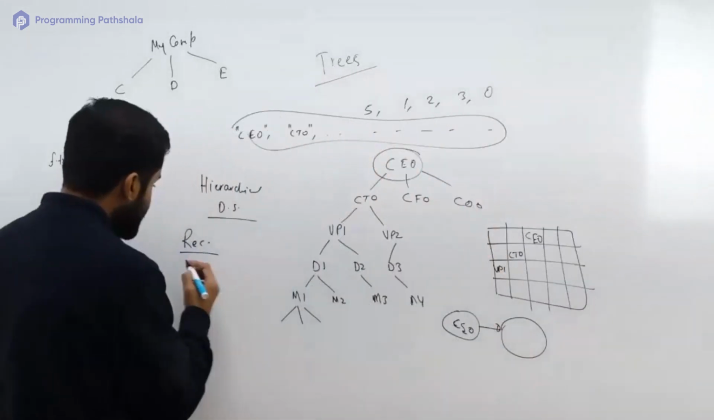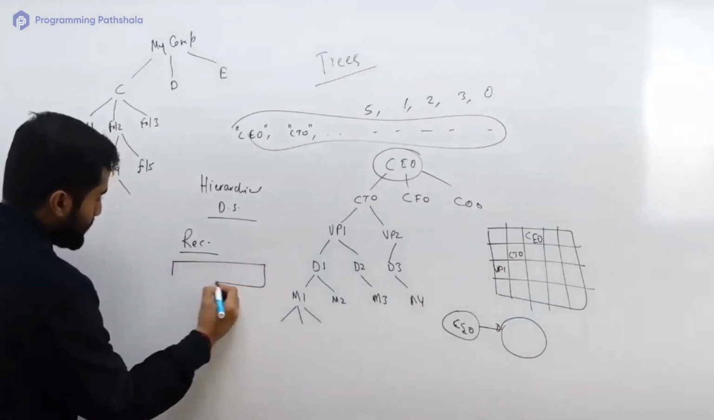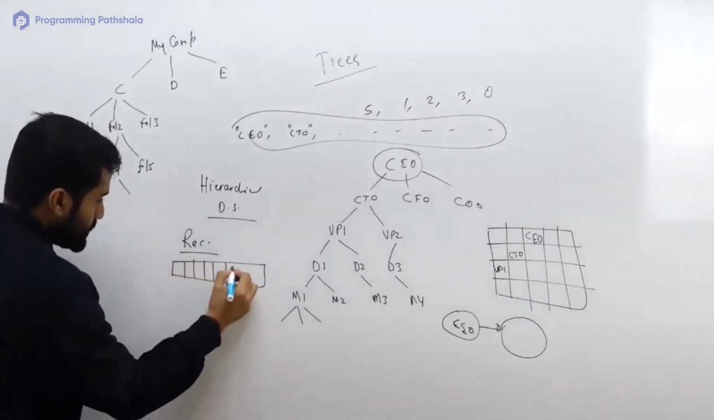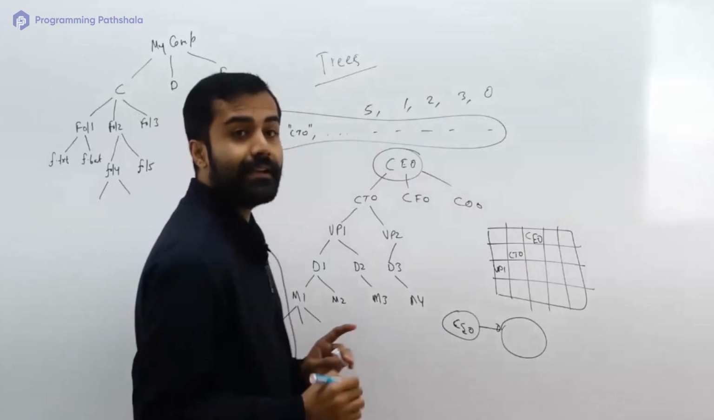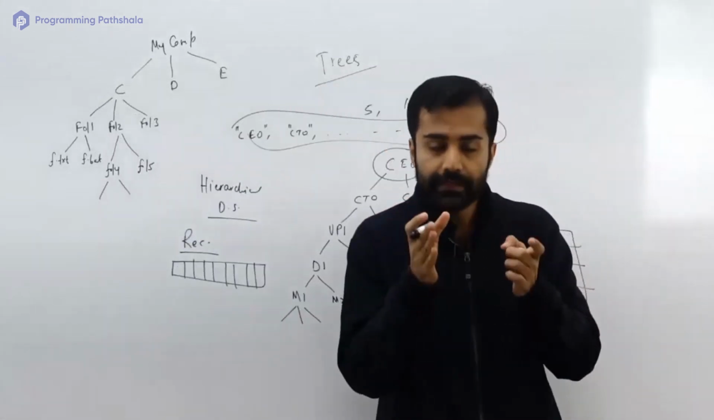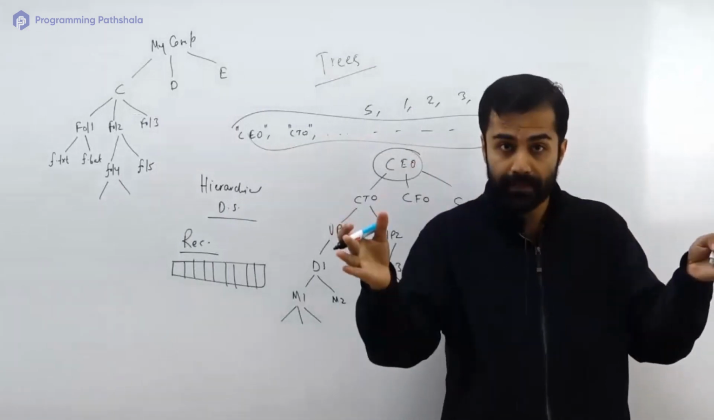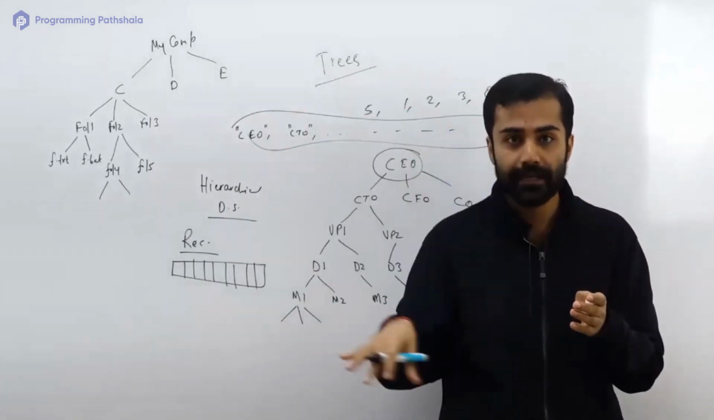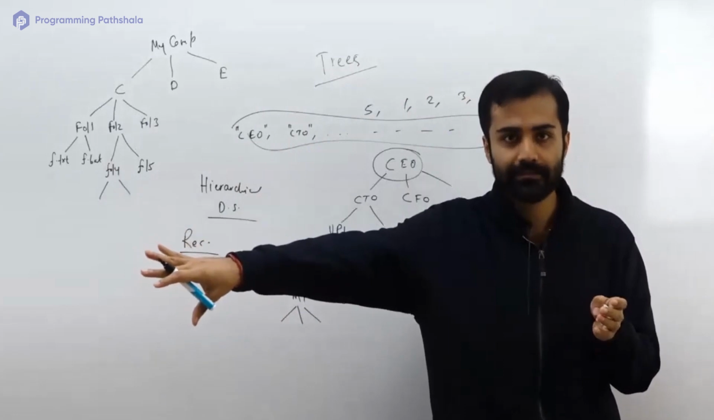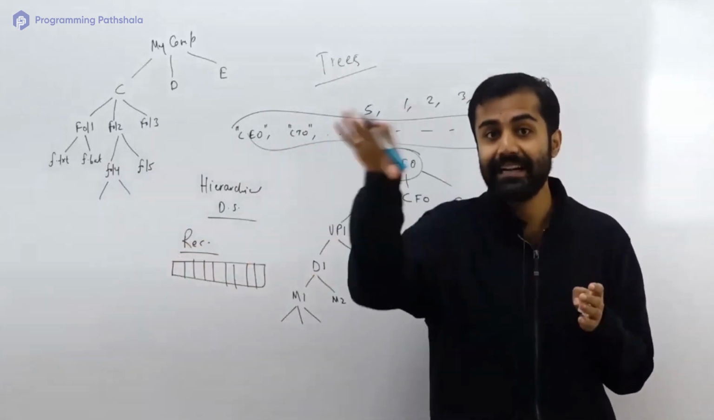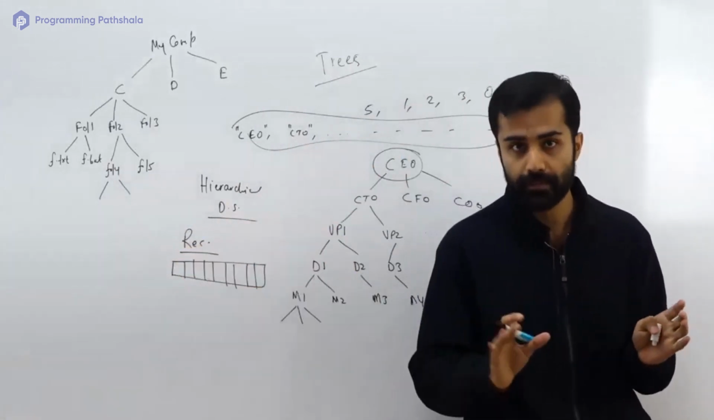Let us take the simplest data structure, which is an array. What does recursion do? Recursion solves a very small part of a big problem and then delegates the remaining part to the next call. That is what it does. And that next call is the similar kind of problem only.